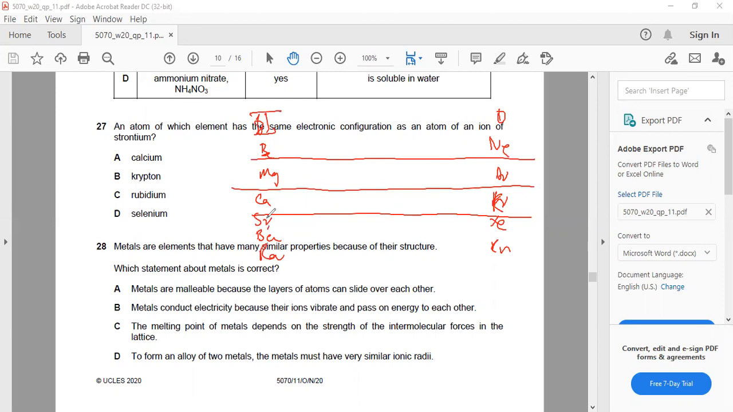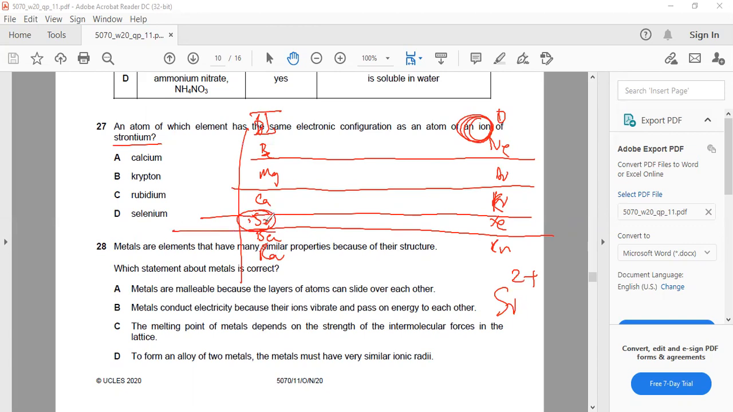So they're talking about the strontium ion, group 2, this one. Which has the same electron configuration? Strontium ion means 2 plus. When it's 2 plus, it forms the ion electron configuration of the noble gas before it, which is krypton.